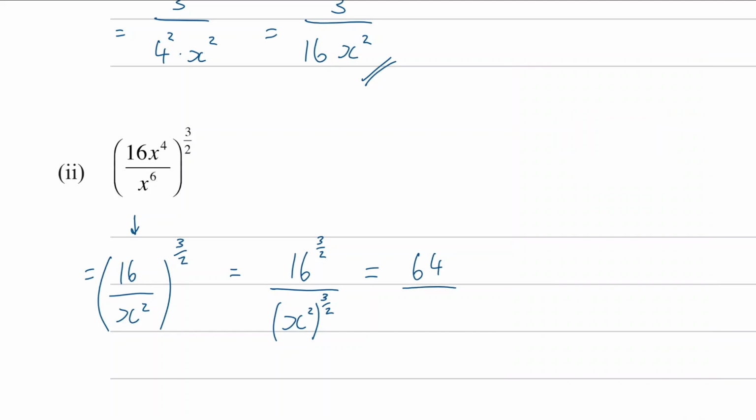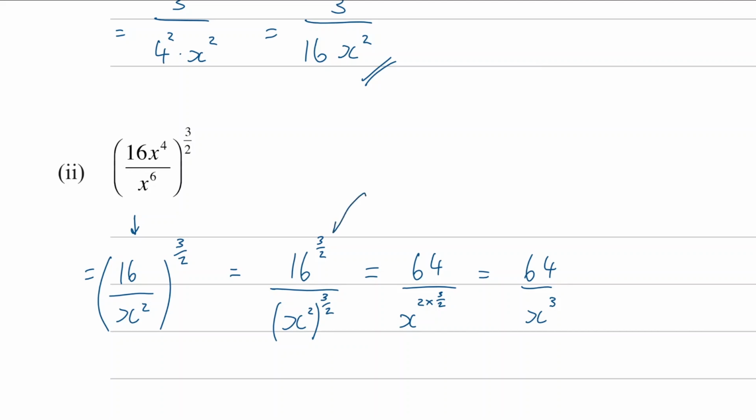All divided by, now it's a bit harder to use our calculator here because x is an unknown. So if we have a power of a power, we multiply the powers. So that's x to the power of 2 times 3 over 2. Now 2 times 3 over 2, 2 divided by 2 is 1, and we're left with 3. So 64 over x cubed.